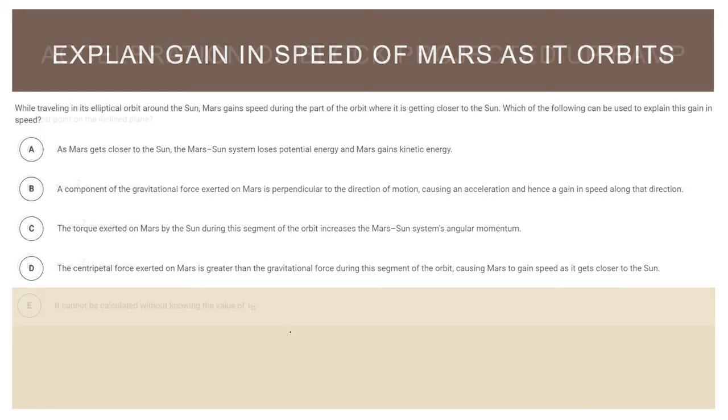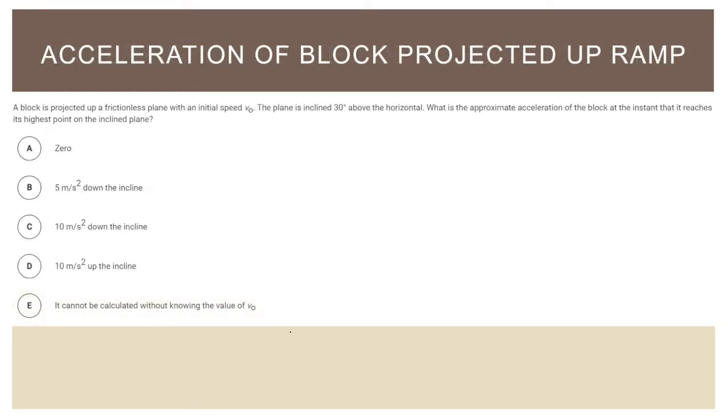All right, moving on to the next question here. This question says acceleration of a block projected up ramp, and it says a block is projected up a frictionless plane with an initial speed v naught. The plane is inclined 30 degrees above the horizontal. What is the approximate acceleration of the block at the instant it reaches the highest point on the inclined plane?